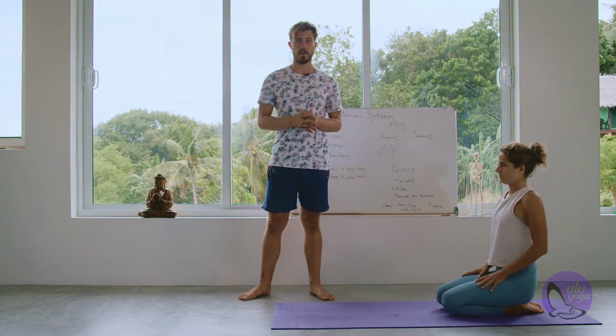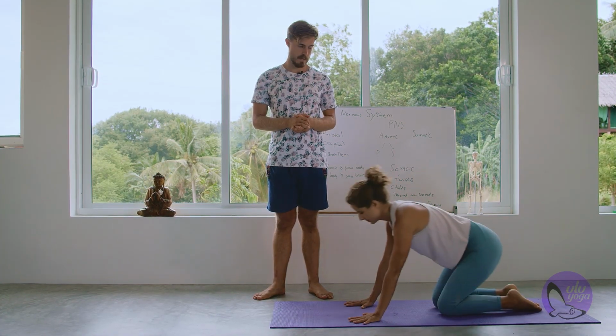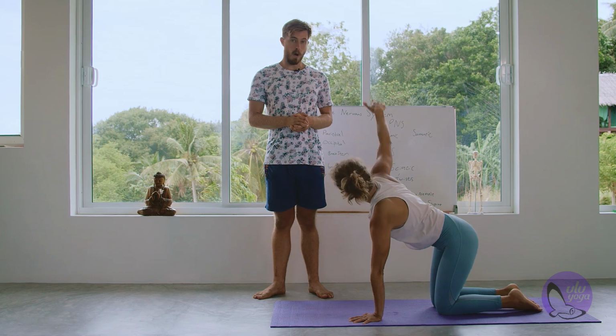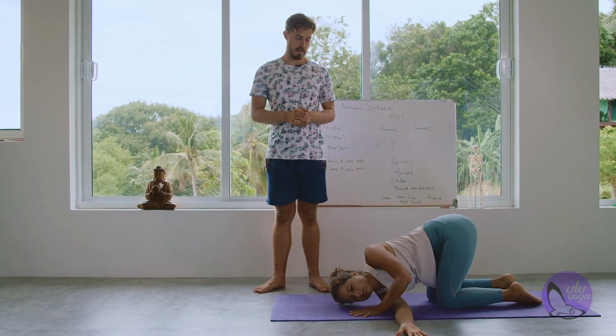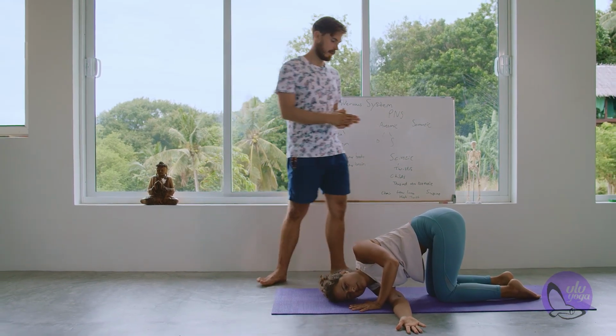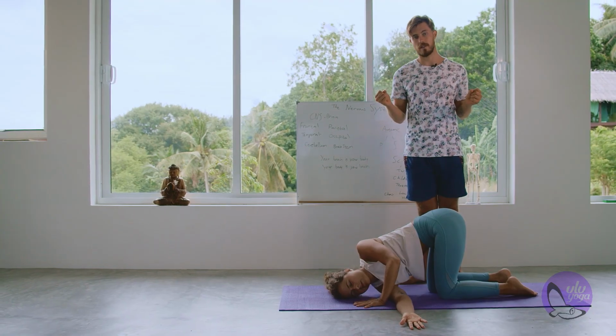All right, now we're going to go into a thread the needle pose. So this we come into our tabletop. Inhale, open up wide with the one arm. Exhale, thread the needle through and lie on this arm. Beautiful. Another twist. You see how the twist is happening here? This is more relaxed. Why? Because there's not much engagement needed for the muscle.